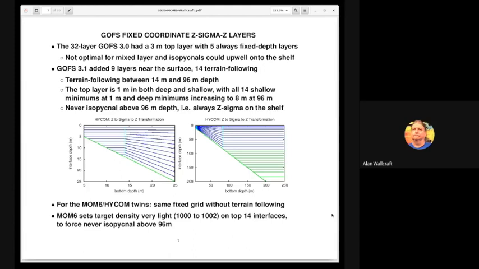And so 14 of those 14 layers now are terrain following. And the schematic shows you how that works. Essentially, the figures are bottom depth on the x-axis and interface depth on the y-axis. And in deep water, essentially, the fixed coordinates are horizontal. They're geopotential. If the bottom becomes 96 meters or less, then you become terrain following. And if the bottom goes shallower than 14 meters, you switch back again to 1 meter Z level coordinates.